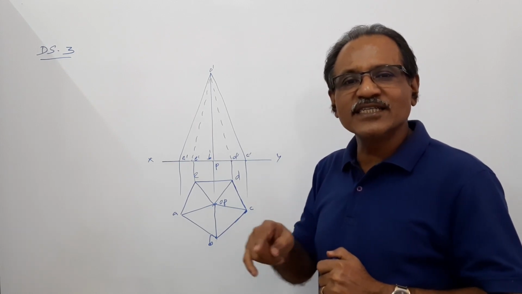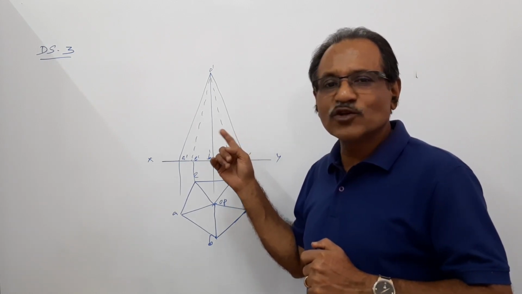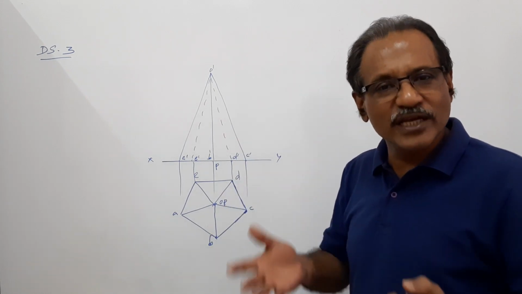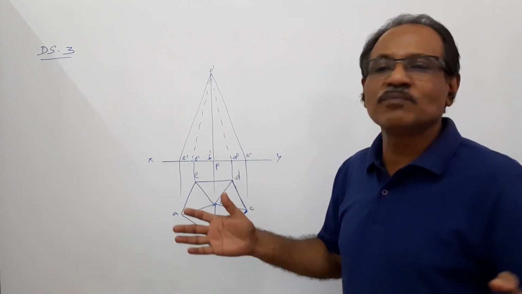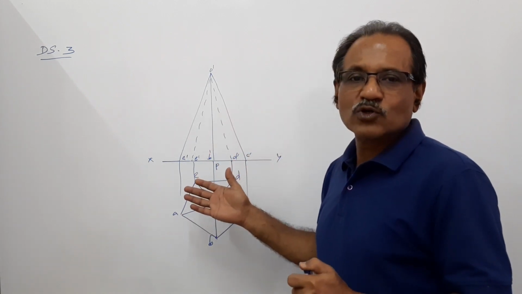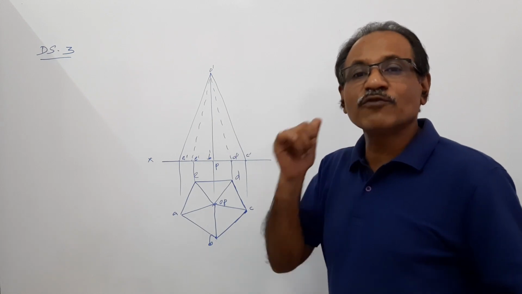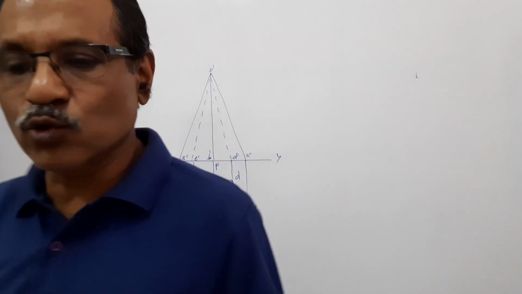None of the slant edges is parallel to VP to give true length in elevation. None of the slant edges is parallel to HP to give the true length in plan. None of them are true length either in the elevation or in the plan. What you have to do? You have to find the true length. How will you find the true length of a slant edge?